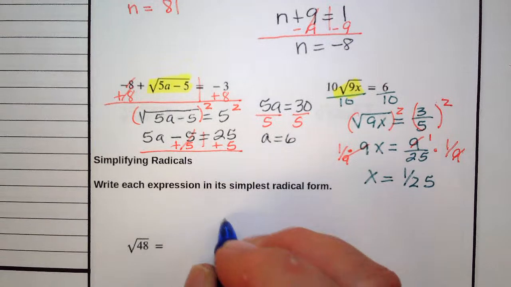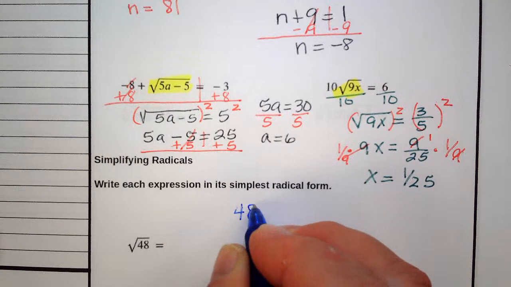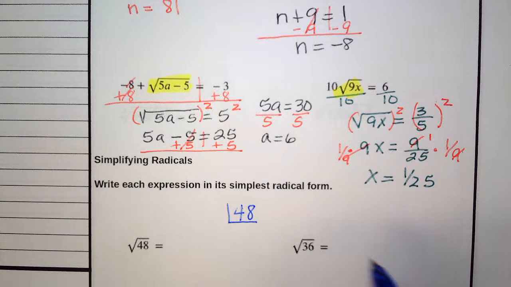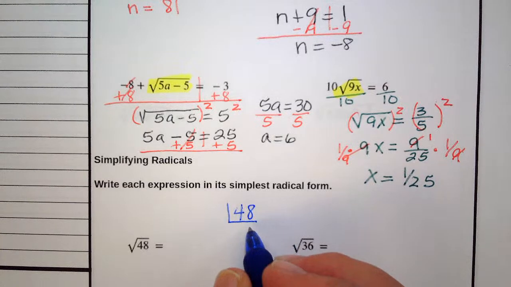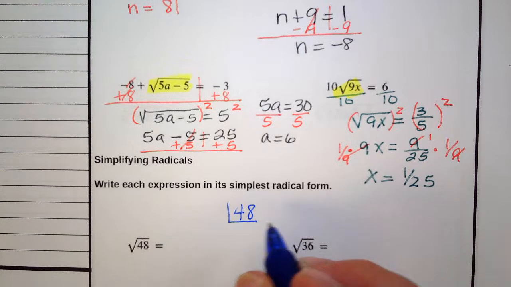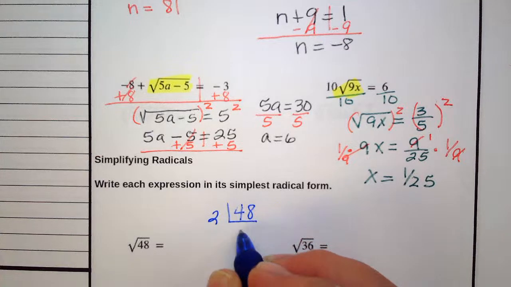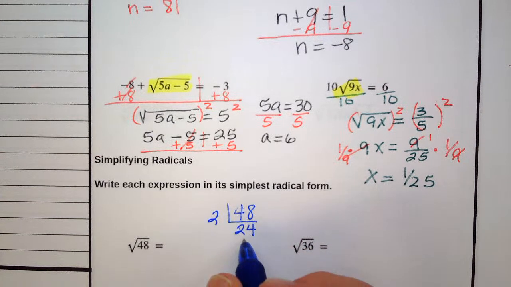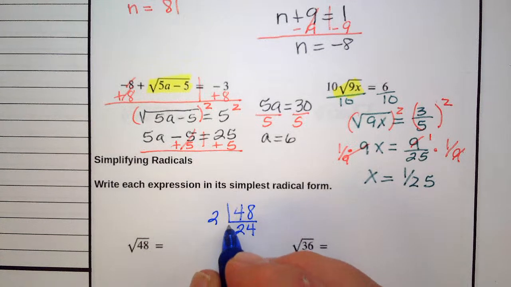So if I'm looking at 48, ladder division means I kind of make it look like a ladder. I put the divisor upside down. You always start with your smallest prime number. 2 is your smallest prime number. Is 48 divisible by 2? Yes. So 48 divided by 2 gives me 24. Is 24 divisible by 2? Yes.